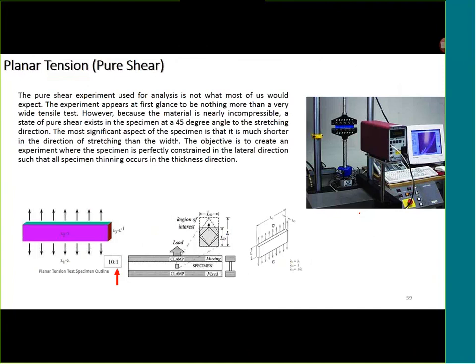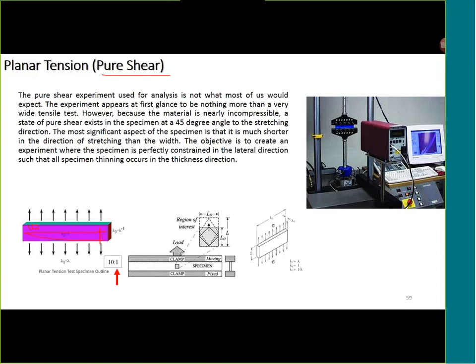So the most commonly used shear test is called a pure shear test. Though the geometry looks like a tension test, in terms of the stress state, it has a lot of meaning. When we have a very large aspect ratio, a minimum recommendation is 10:1. If this is something like 10 mm, then this thickness should be 1 mm.